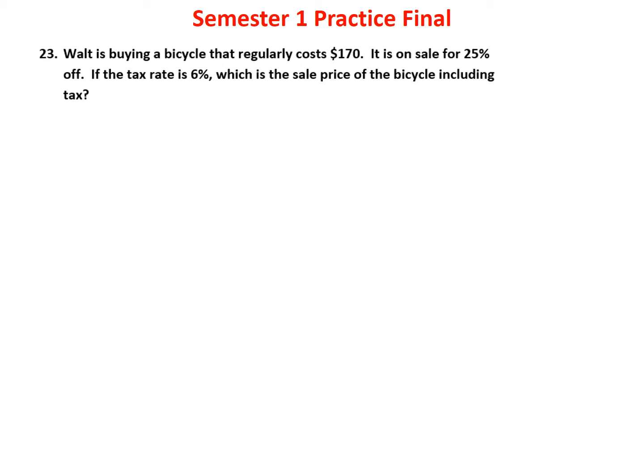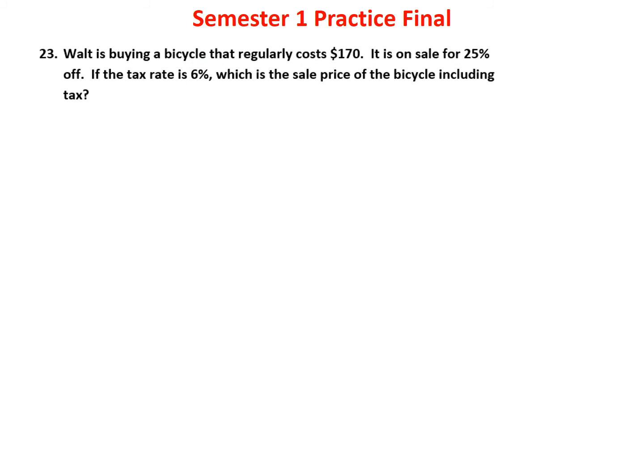Problem 23 is a sales problem. Walt is buying a bicycle that regularly costs $170. It's on sale for 25% off. That means we're going to subtract 25% to find out what we're going to pay for it. But then we have a tax rate of 6%, and the store always adds the 6% on afterwards. So we start at 170, we're going to subtract 25%, and we're going to add 6%. All right? So let's get started.